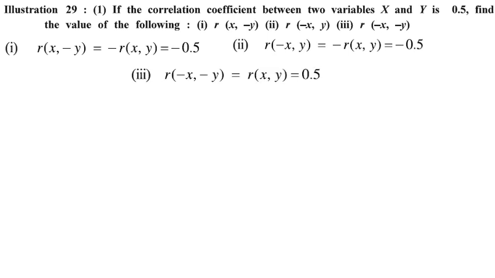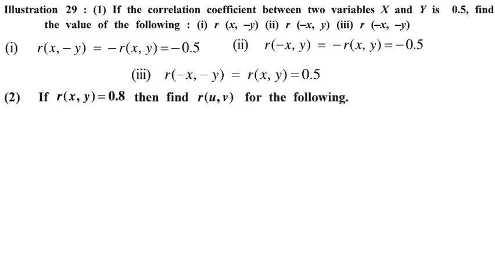But if both the observations are taken negative, negative negative makes it positive. So our correlation coefficient will be as it is, positive 0.5. So with the change in sign, we only change the sign of the correlation coefficient. Based on this property, one more question is there.